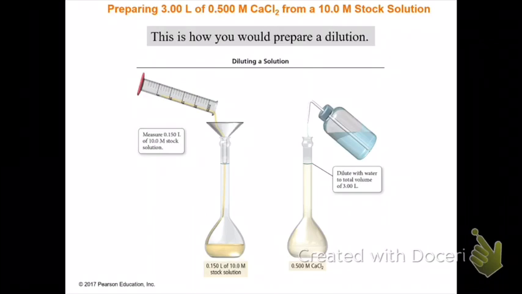So now that you've calculated the amount of the stock solution that you need, you can now prepare the dilution. The first thing you want to do is add the 150 milliliters or 0.150 liter of the stock solution into a volumetric flask. And then you're going to add enough water all the way to that mark. Assume that this is a 3-liter volumetric flask. You're going to add enough solvent all the way to the 3-liter mark, because according to your calculation, you should have a total of 3 liters of the new calcium chloride solution.